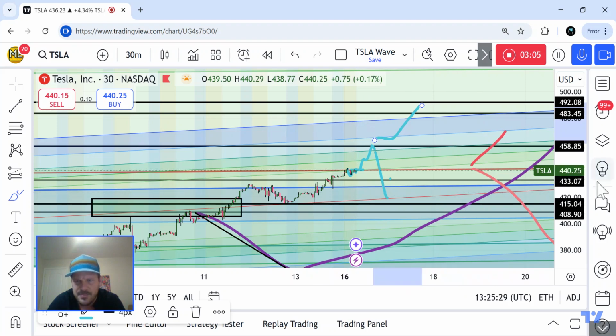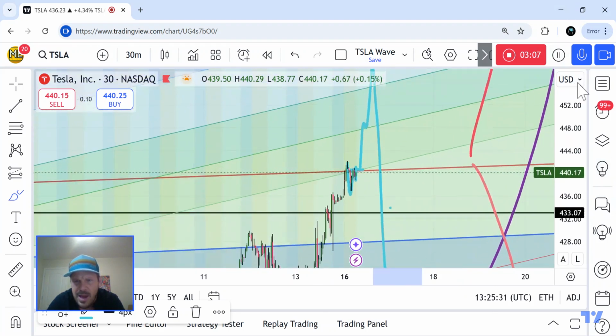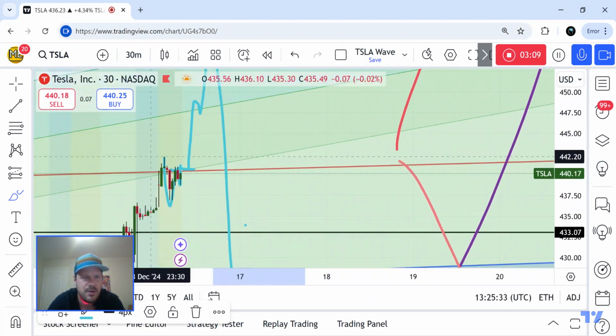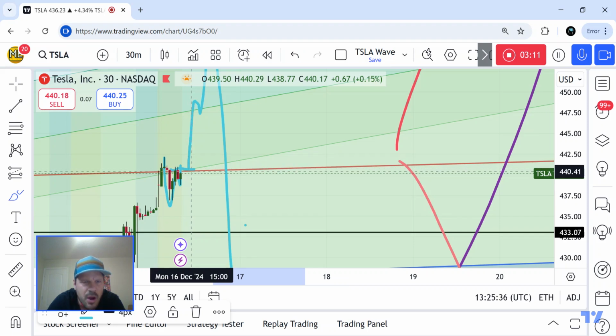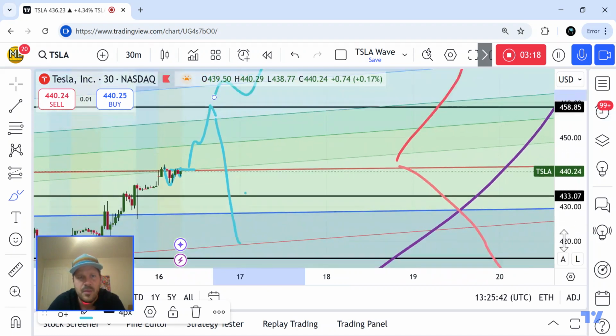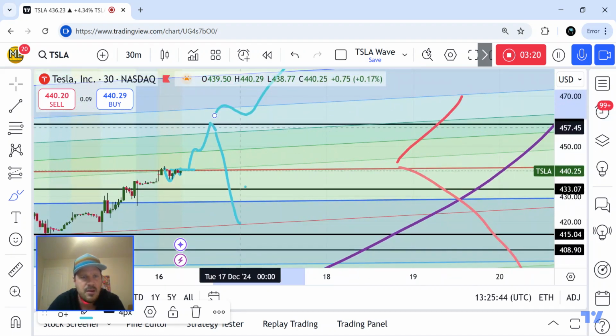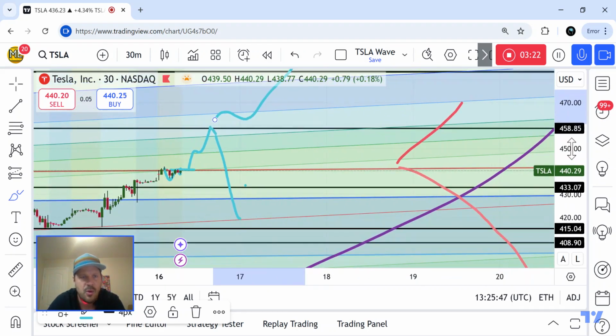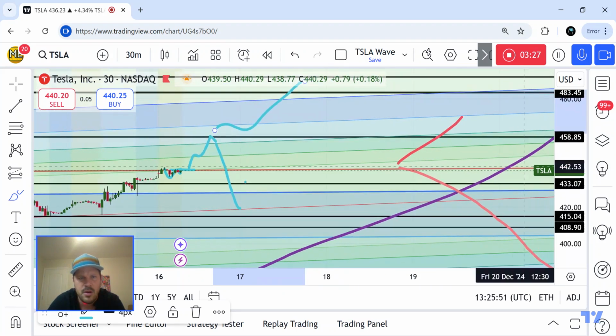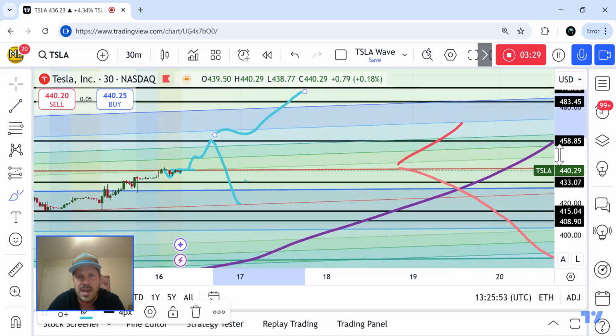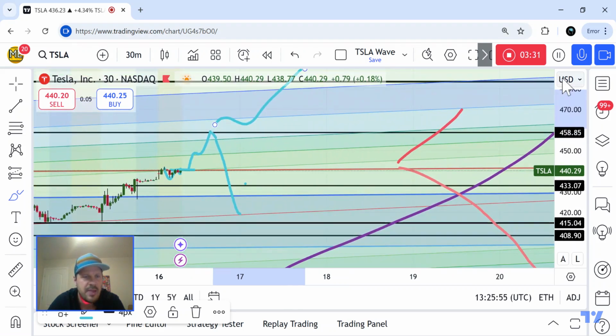We break up from the level that we are at, 450 here. So we break our wonderful 441. We break 441, we go to 458. At 458, we either correct to 418, or we drive up to the 483, 492 marker and then see a larger correction. So that's currently what I'm seeing at the moment in time.